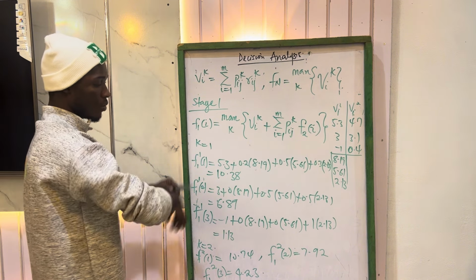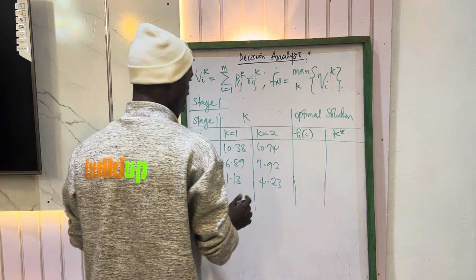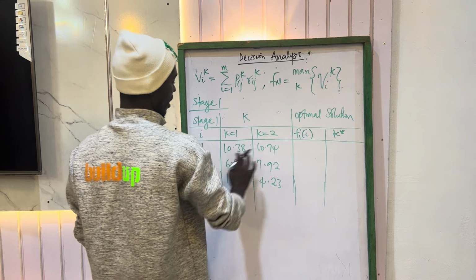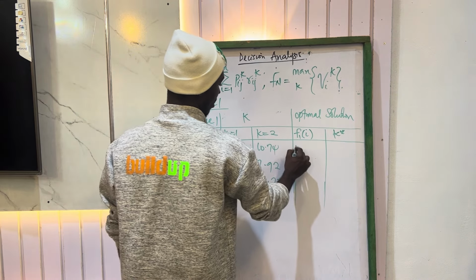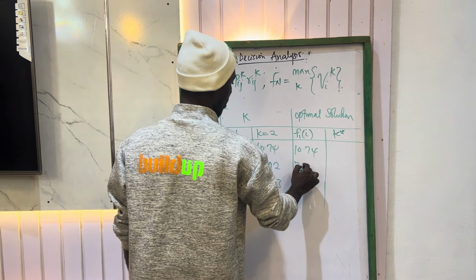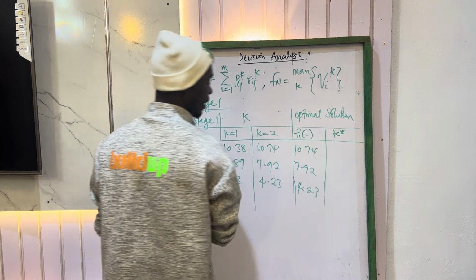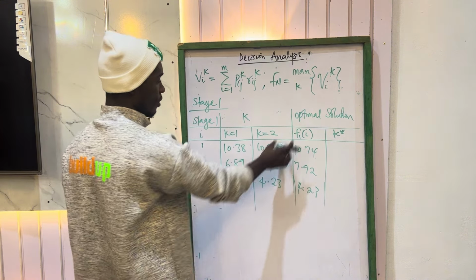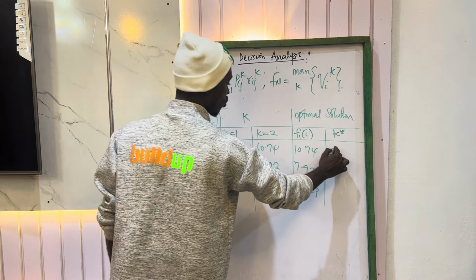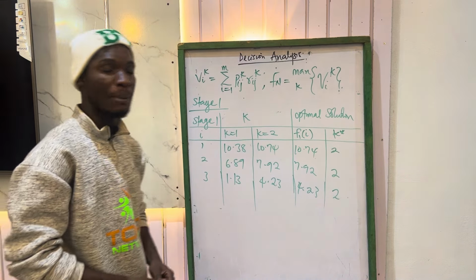Now that we have gotten this, let us draw the table. What's going to be our optimum value here? Between this and this one is greater: 10.74 is greater. This one, 7.92 is greater. Between this and this one, 4.23 is greater. So what is going to be your decision? For everything, we can see that we are picking decision 2, 2, 2. What is the meaning of this? Let me interpret it for you.